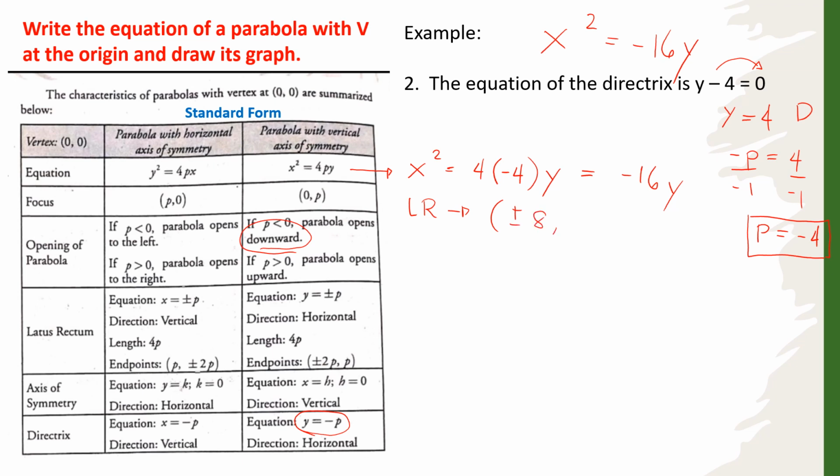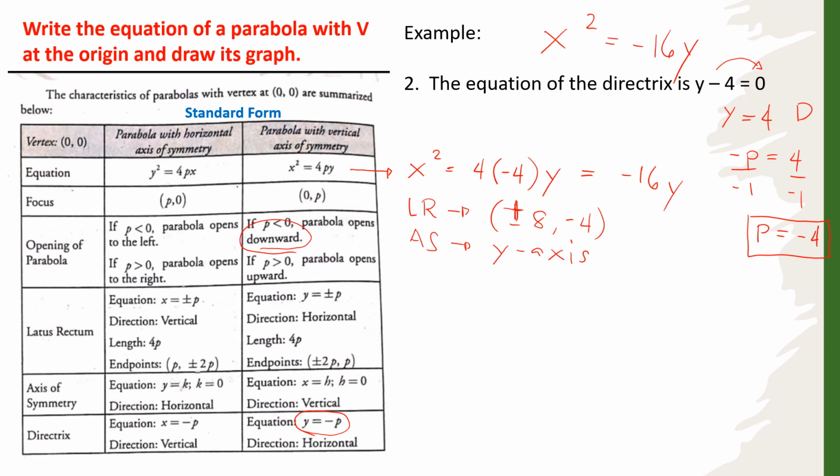And then p is negative 4. So these are the coordinates of the endpoints of our latus rectum. And then the axis of symmetry still is the y-axis. Okay? And then for the directrix, y equals 4.